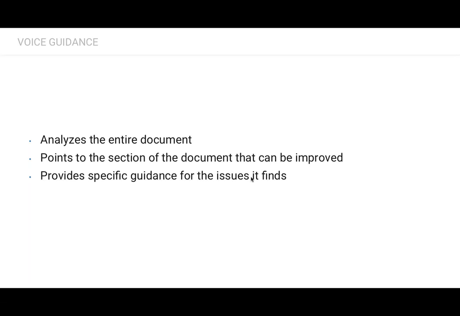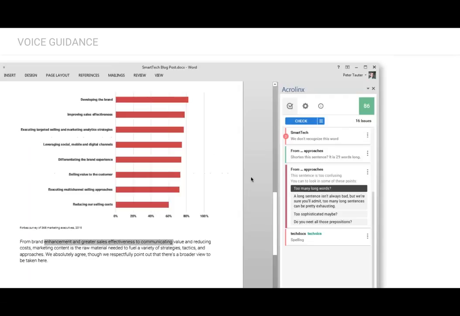How we're doing this, just some points. We analyze the entire document and try to find the points in the document which have the most impact if you correct them. So more or less, we try to find the worst offenders, and then we point to that section and give you some hints on how to improve it. Let's have a look at a screen of how this would look in an editor like Word.